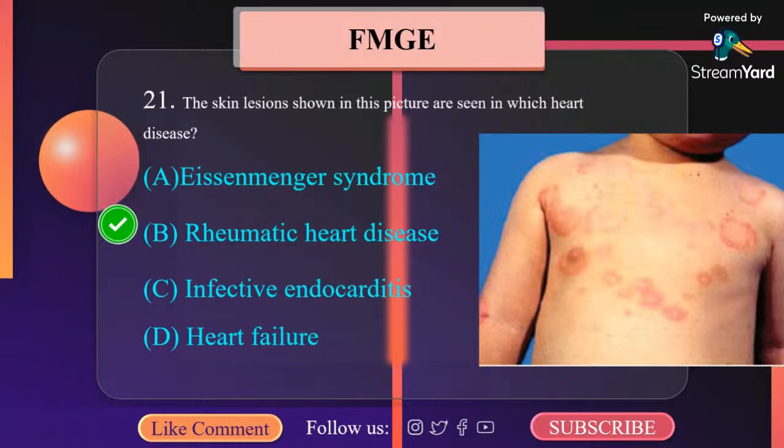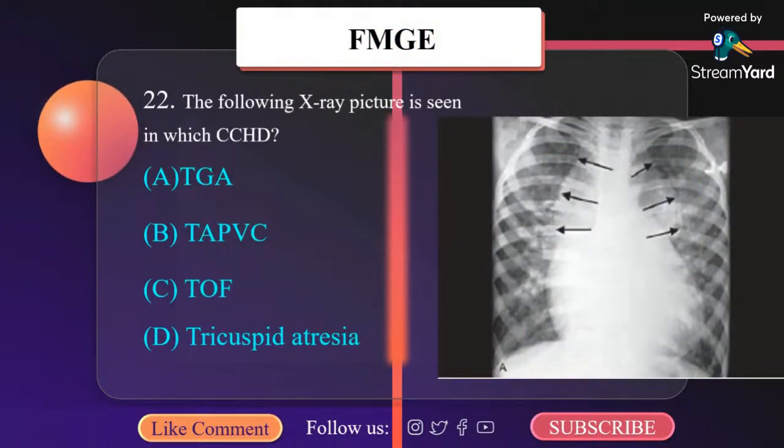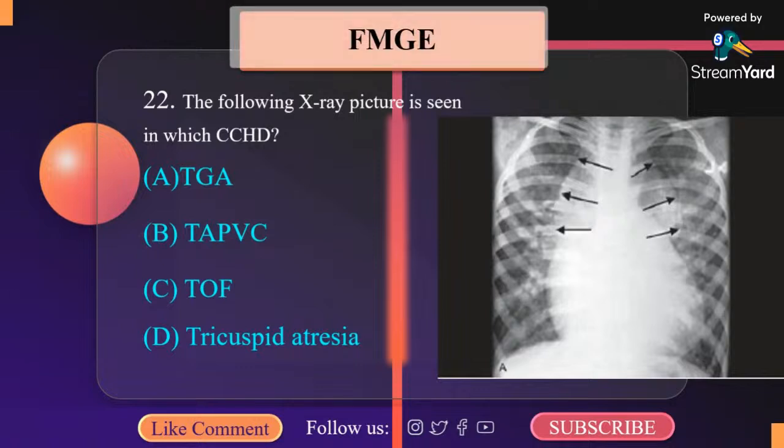The following X-ray picture is seen in which congenital heart disease? A. TGA. B. TAPVC. C. TOF. D. Tricuspid atresia. Well, it is TAPVC.